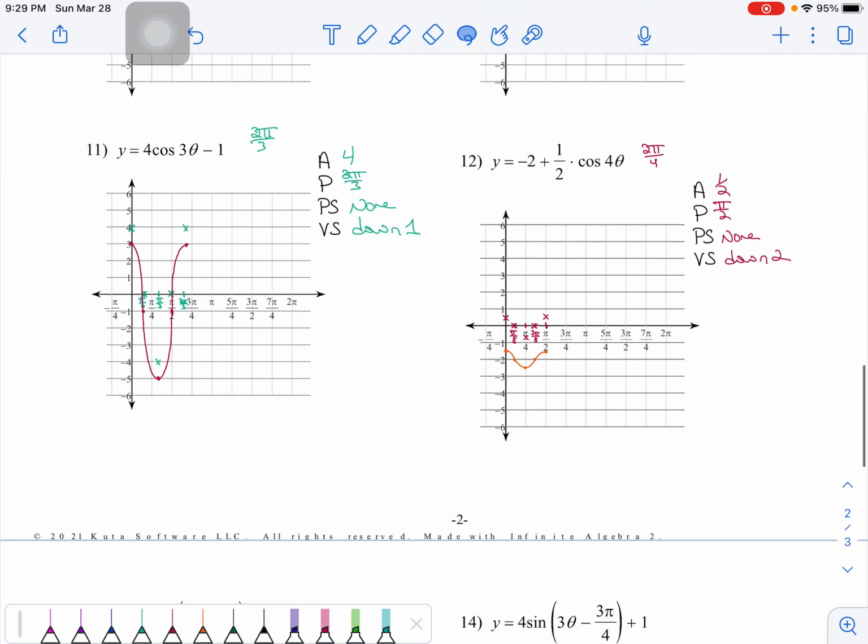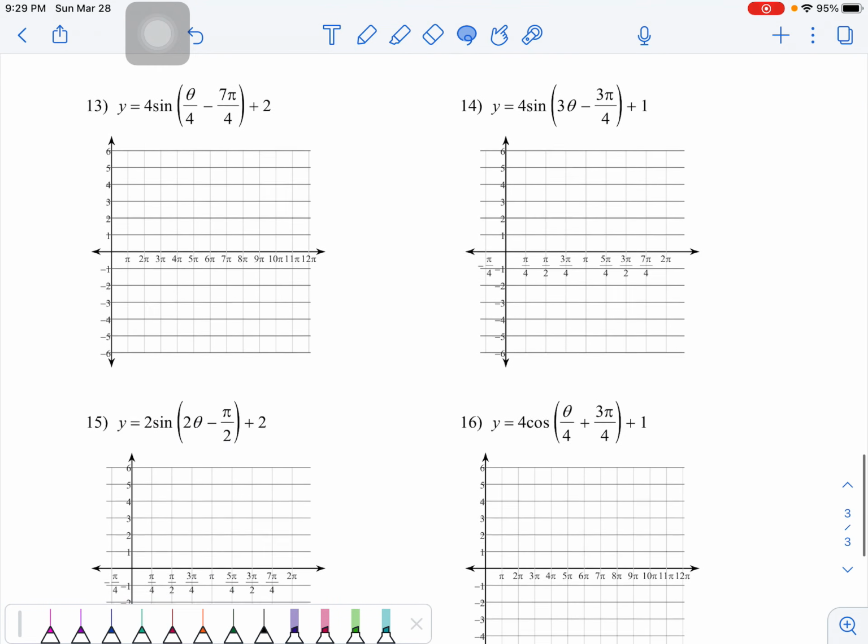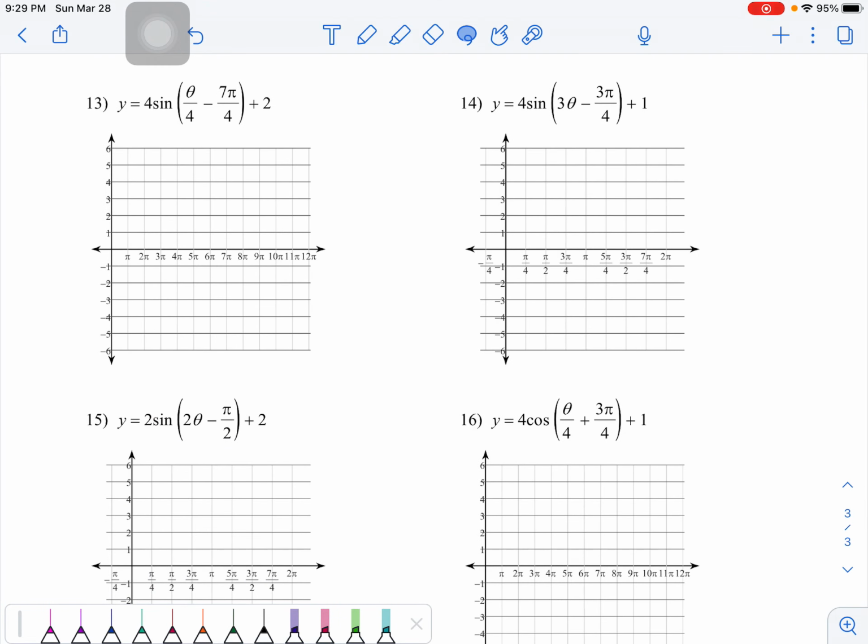Just keep going, and then these last four problems are the ones I want to do. The reason I want to do these is because they literally encompass every possible change that we can make to these. So we're going to change the amplitude. We're going to change the period. We're going to do a phase shift. We're going to do a horizontal, a vertical shift, and we're going to figure it all out.